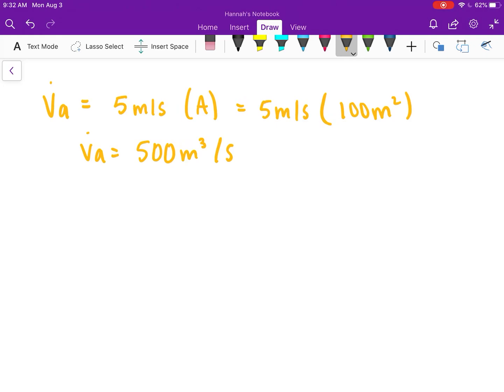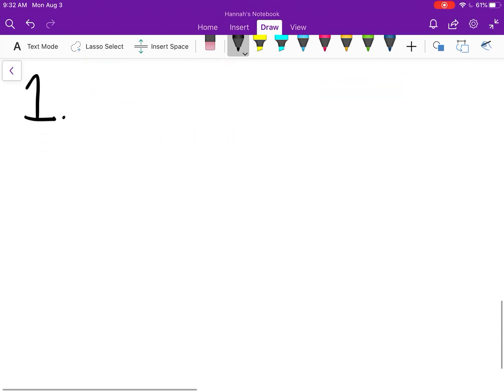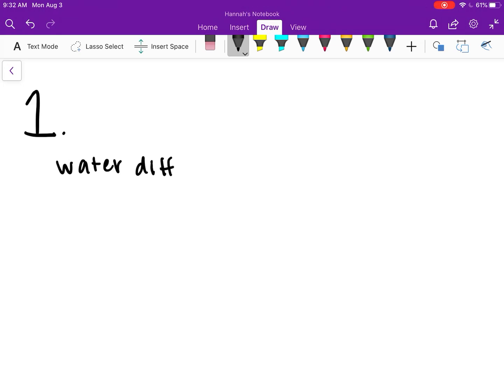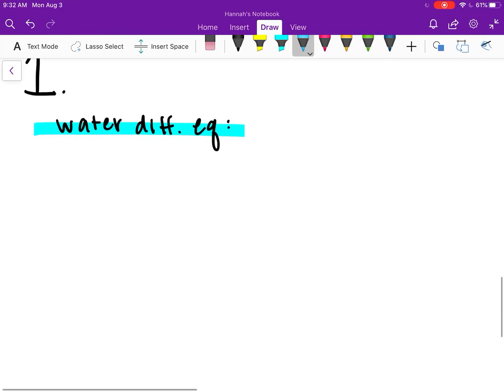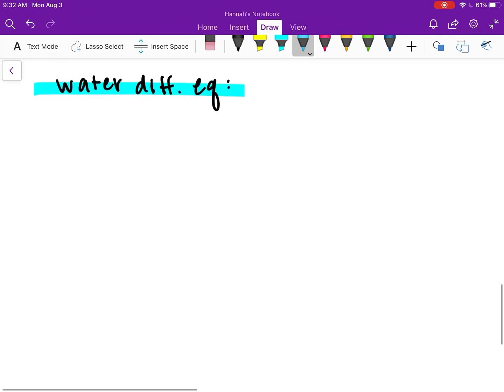So now that we have a couple things started, we're going to go ahead and start working on problem number 1. And we're going to start with the water differential equation. We are going to start with an energy balance because we know that the energy change in the stream comes about because of a temperature change. So that's why we're using an energy balance to represent what we're doing.